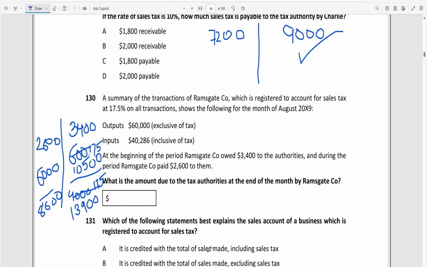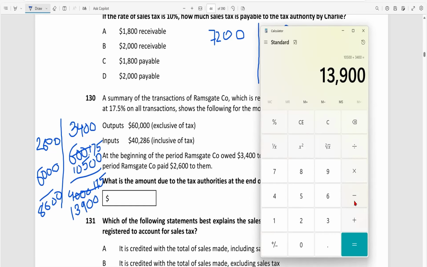Okay, and now the debit side is more than the credit one. So if we subtract 8,600, this will give you the balance carried forward or balance due to the tax authorities, 5,300.